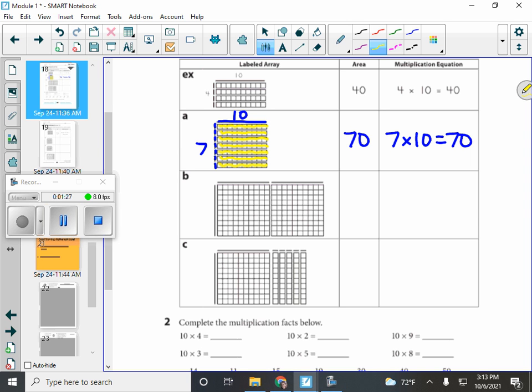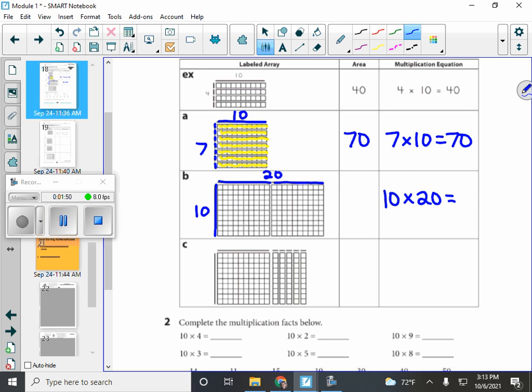All right, let's look at letter B. Letter B is a visual representation of 10 by 20. Write down what I write down. I have 10 on the side, and I have 20 across the top. So this is showing the multiplication equation, 10 times 20.